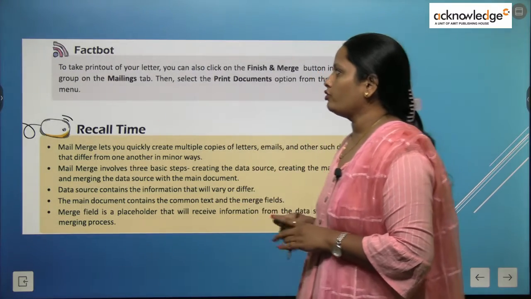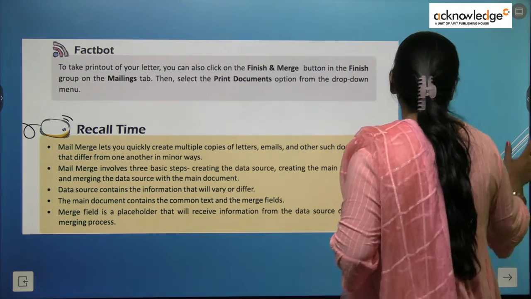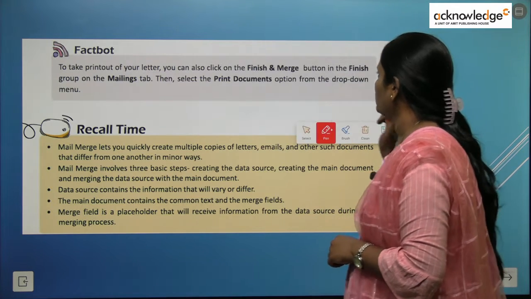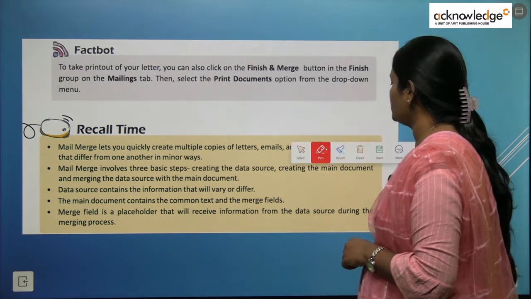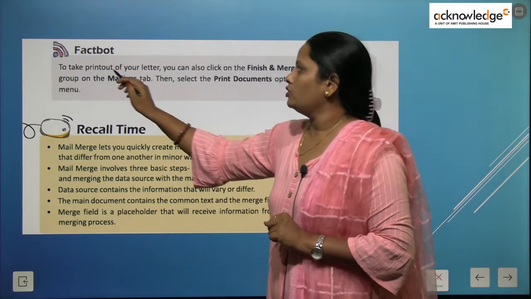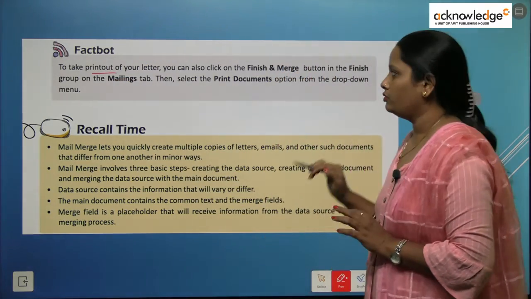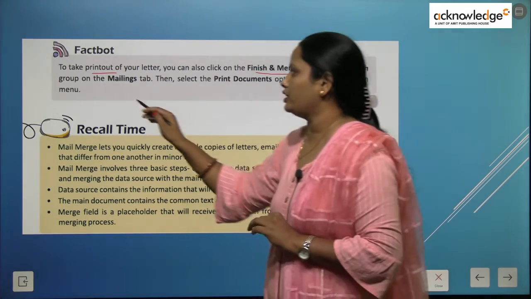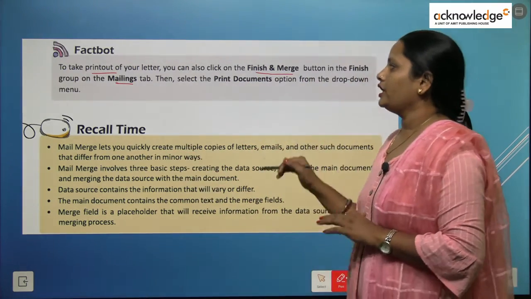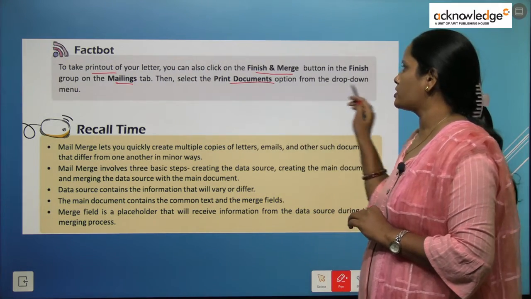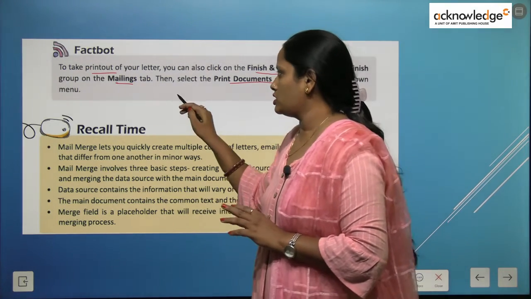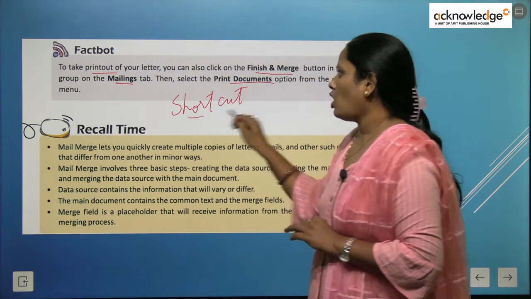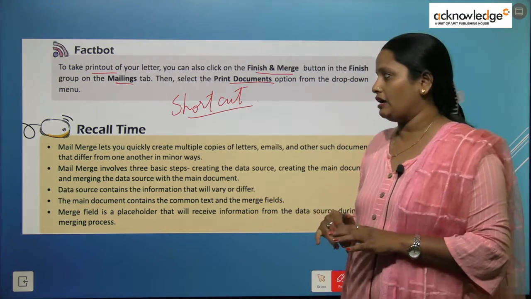To take a printout of your letter, you can also click on the Finish and Merge button in the Finish group on the Mailings tab. So, to take out the printout, we can click on the Finish and Merge button in the Finish group in the Mailings tab. Then we can select the Print Documents option from the drop-down menu. So, this is also a shortcut of doing all these steps that we have done.